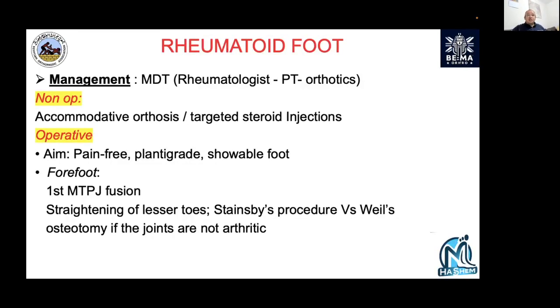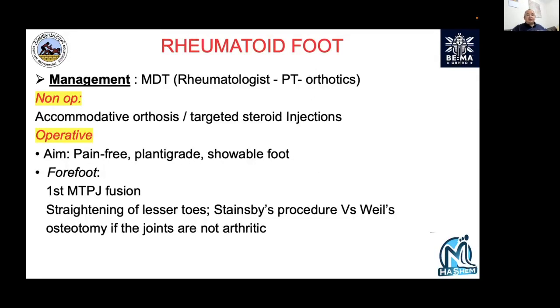So your MDT will be a rheumatologist, a physiotherapist, and orthotics, and non-operative treatment as with any foot and ankle condition: footwear modification, non-steroidals, steroids, disease-modifying agents, and biological treatment, and definitely some targeted steroid injection and some accommodative orthotics. If there is no other option, and the patient is medically controlled but still in a lot of pain because of the abnormal foot shape and abnormal foot position, this is the time you will do the surgery.